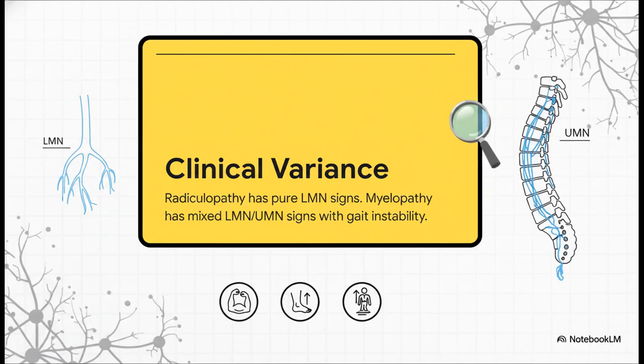The mere presence of hyperreflexia or a positive Babinski completely rules out pure radiculopathy. Remember, radiculopathy is just the exiting root, so it's pure focal lower motor neuron deficits. Myelopathy, on the other hand, involves the major cord tracts. It presents with a mixed picture, often accompanied by early gait instability, maybe a Lhermitte sign, and eventually bowel and bladder dysfunction. If you're seeing those systemic tract signs, radiculopathy's off the table.